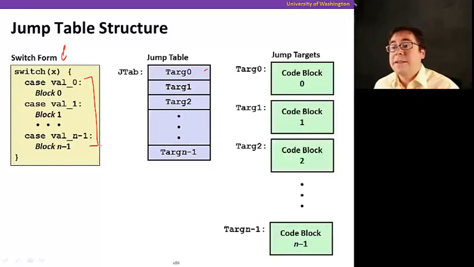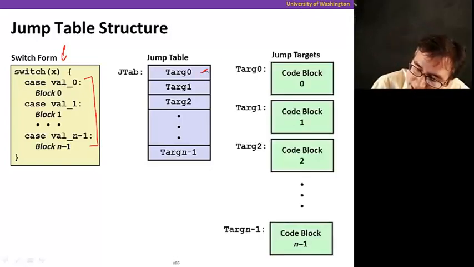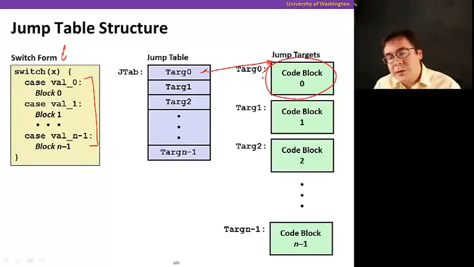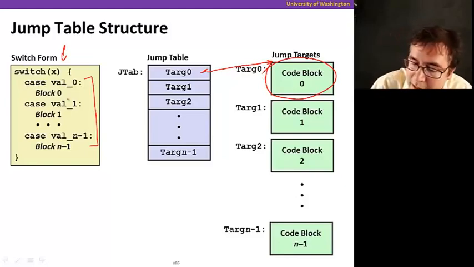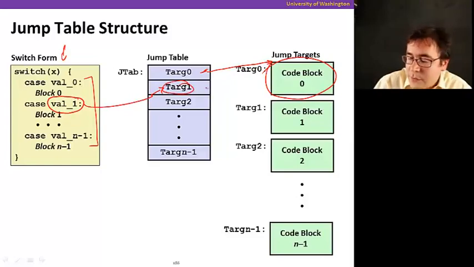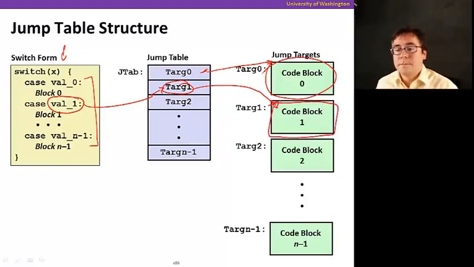Now each one of the entries in the table points to the address of a code block, which corresponds to the code block that has to be executed based on the case value. So for example, if our X happens to be val 1, we're going to look at the jump table, get the corresponding address, and select the start one, and that's the code we're going to execute. We're going to execute this piece of code here.